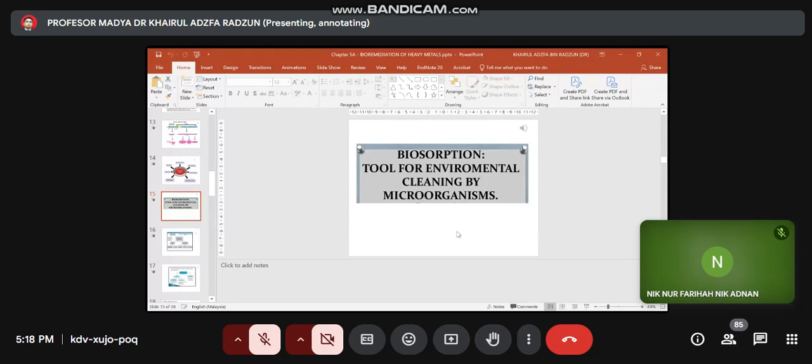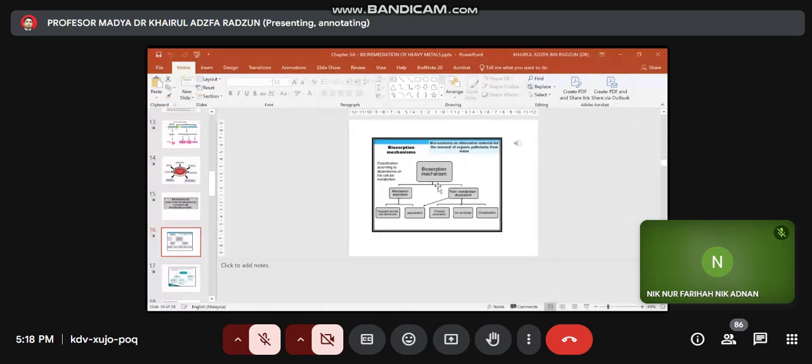It's a tool for environmental cleaning by an absorption mechanism. It can be divided into two: the first one is metabolism dependent, and the second one is non-metabolism dependent. This is also important for your exam, so please take note. The metabolism dependent can be identified as two processes. The first one is transport across the cell membrane, and the second one is precipitation.